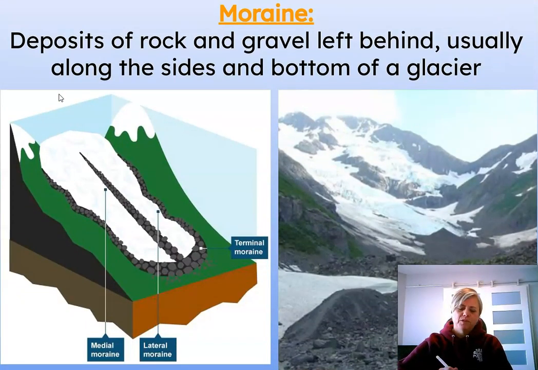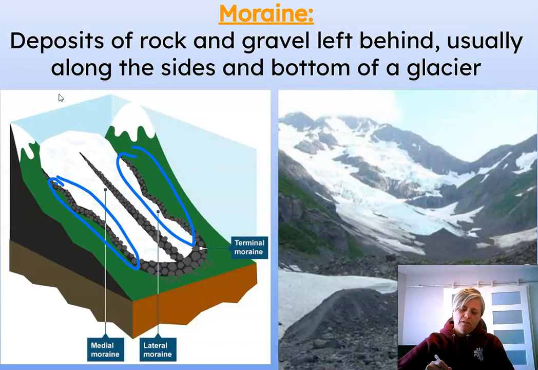All right, maybe a new word to you. A moraine is a deposit of rock and gravel that's been left behind, usually along the sides and along the bottom of a glacier. So here we see some moraines along the sides. There's even one in the center. There's lots around the foot of the glacier. In the real life photo on the right, here are some moraines. And I'm sure we could pick out a few more in this area as well.